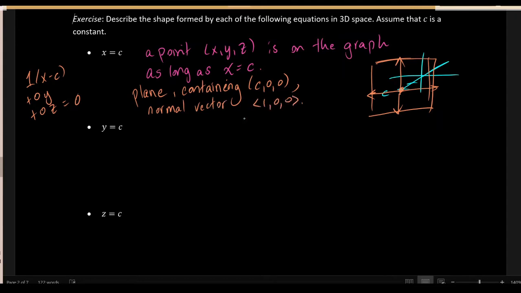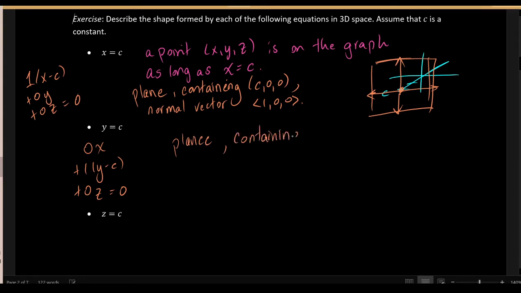Correspondingly, we have y equals c, which is very similar, except this time the y is specified and restricted to a single number, and it's the x and the z which are allowed to be free. Put another way, going back to our work on equations of planes, if we rewrite this as 0x plus 1 times (y minus c) plus 0z equals 0, then we can recognize this as a plane which contains the point where y is equal to this given constant, with a normal vector which is pointing in the y direction.